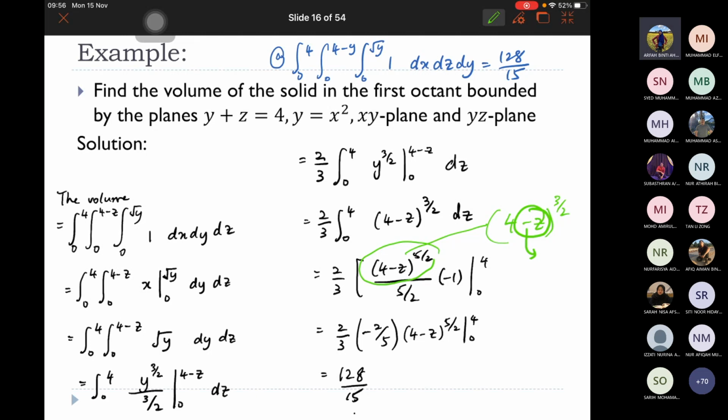Dan this one belum. Laparnya, korang dah sarapan ke belum ah? Laparnya, laparnya. Saya laparnya. Aduh.